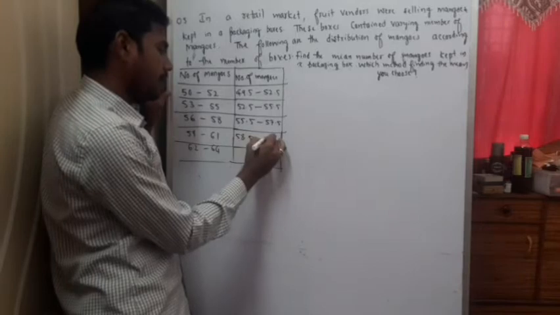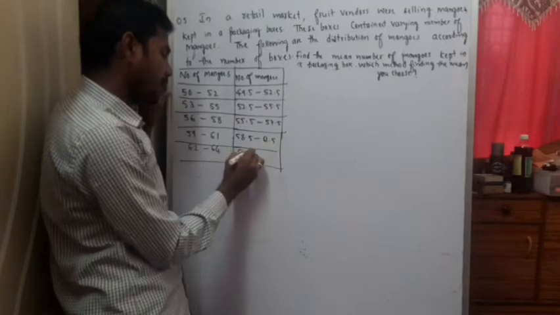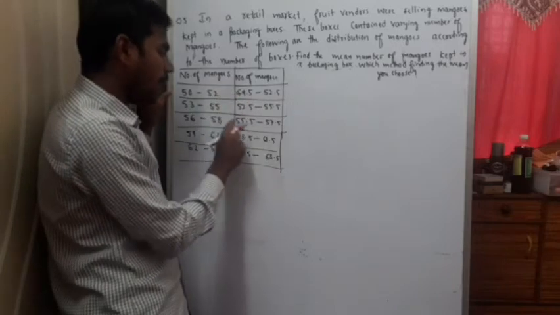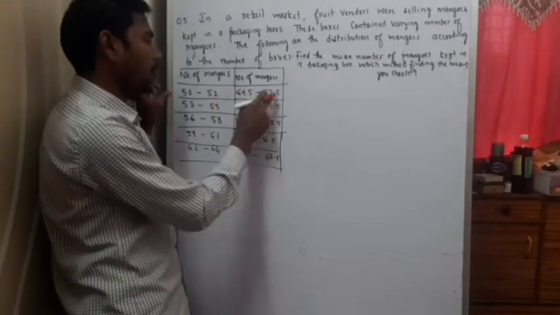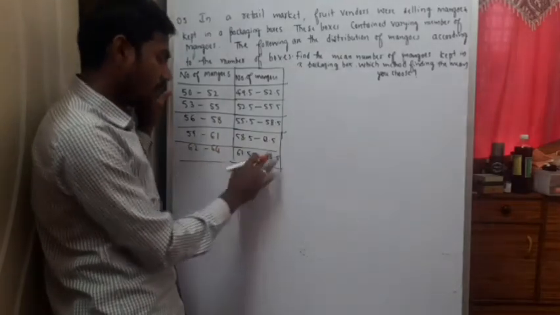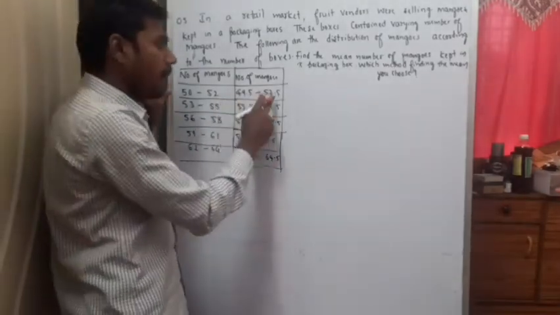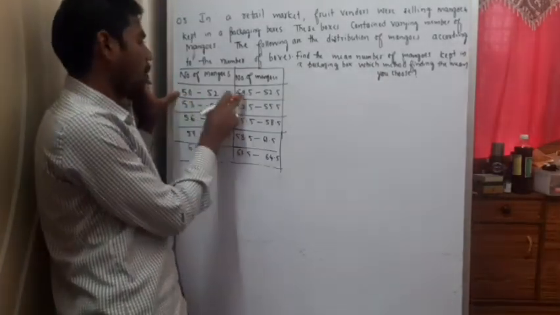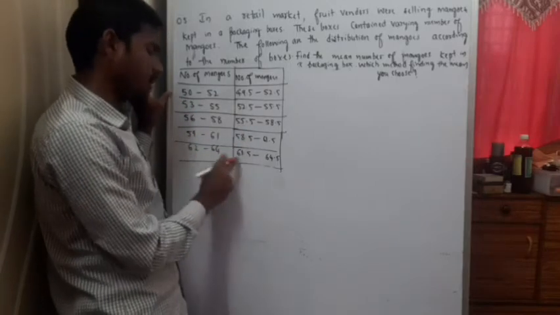Next, 58.5 to 61.5, 61.5 to 63.5. So what I did, to the upper limit I have added 0.5. Sorry. To the upper limit: 52, 52.5, 55, 55.5, 58, 58.5, 61, 61.5, 64, 64.5. So I need to add 0.5 to the upper limit and subtract 0.5 from the lower limit. See, 50, 49.5, 53, 52.5, 56, 55.5, 59, 58.5, 62, 61.5.